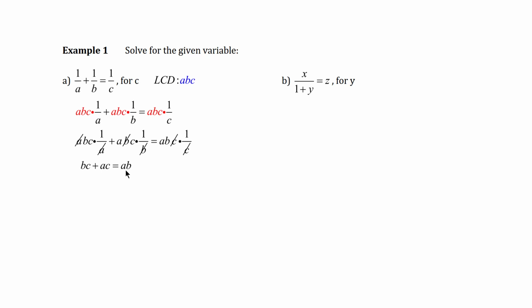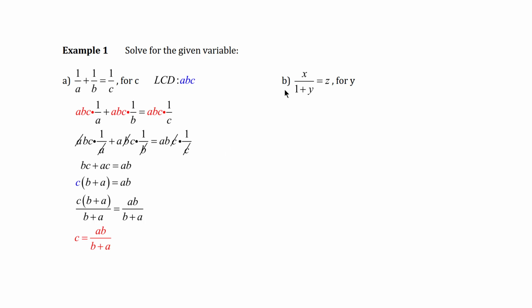Next, we could factor out a common factor of C from the BC plus AC. The result is C times the parentheses B plus A equals AB. Next, we want to divide out the B plus A on both sides of the equation. We get C times B plus A divided by B plus A equals AB divided by B plus A. Simplifying the left-hand side, the B plus A's will cancel out, and we just have C. And on the right-hand side, everything stays the same. So our final result is C equals AB divided by B plus A.